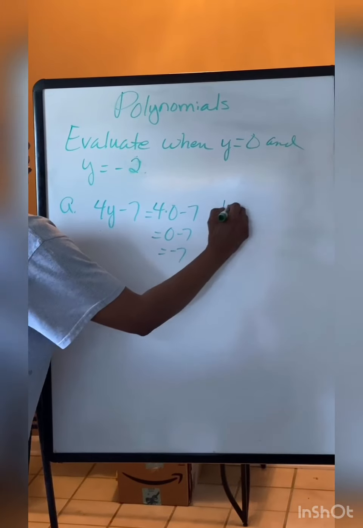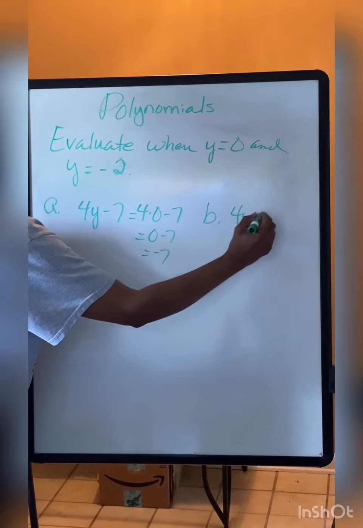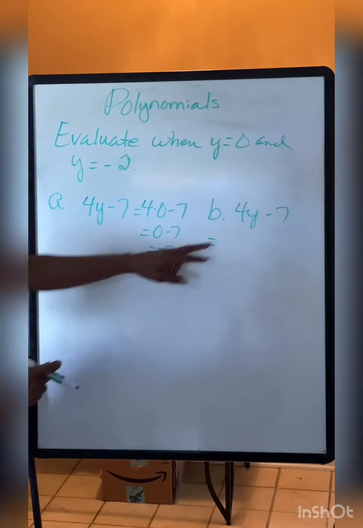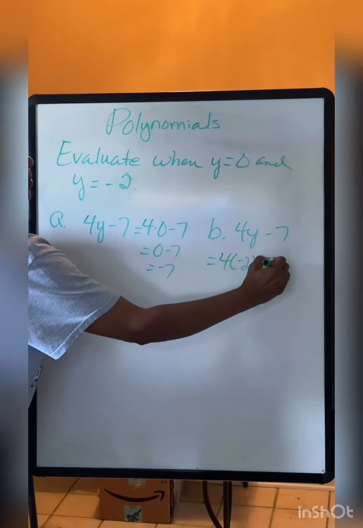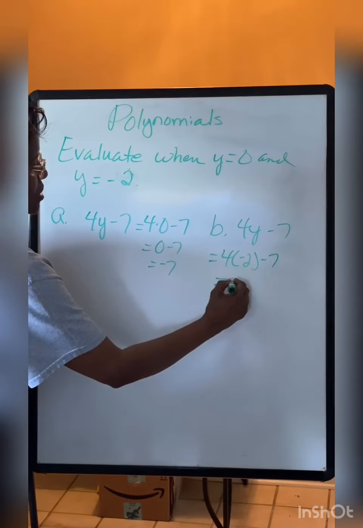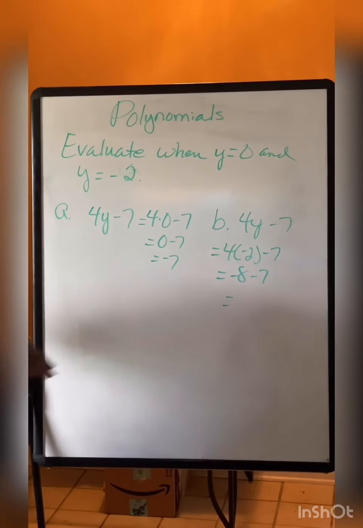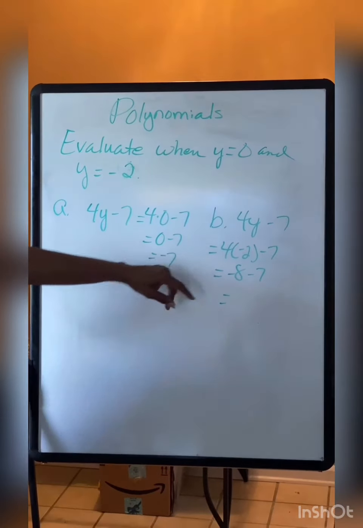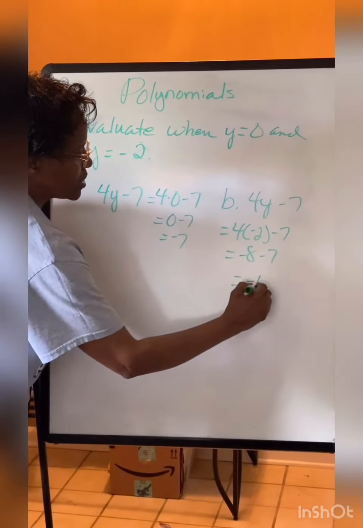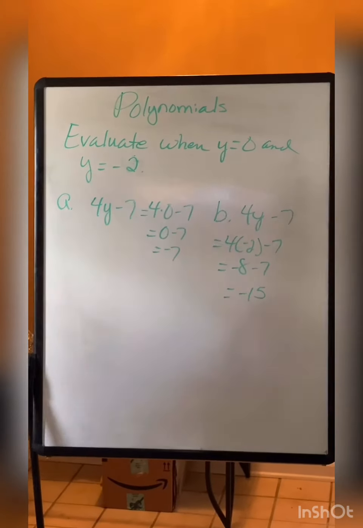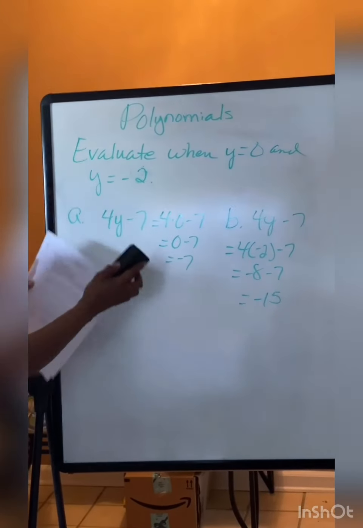Then I'm going to do part B, where I'm going to let y be a negative 2. So again, I'll take 4y minus 7. Again, 4y means to multiply. So that's 4 times a negative 2. 4 times a negative 2 is a negative 8. And a negative 8 minus 7, that is where chapter 1 is so important, that you will remember our rules for addition and subtraction. A negative 8 minus 7 gives us a negative 15. So you will have to do some evaluating of polynomials in this particular section also.